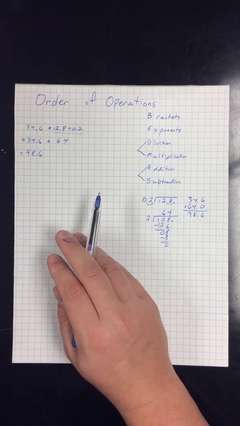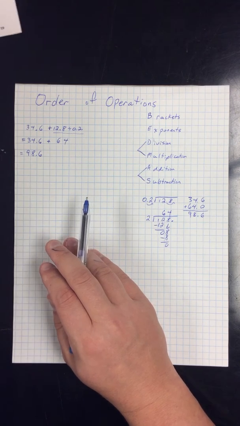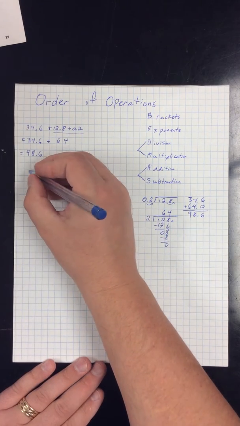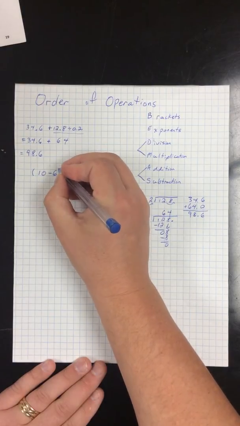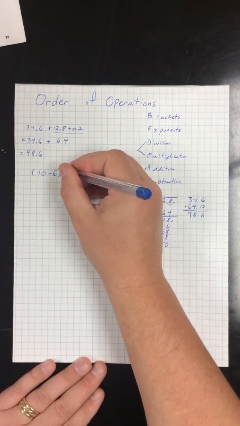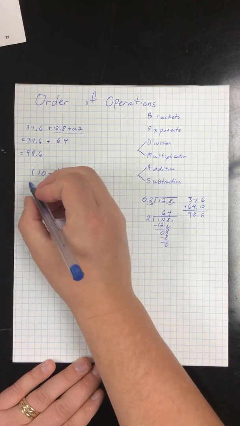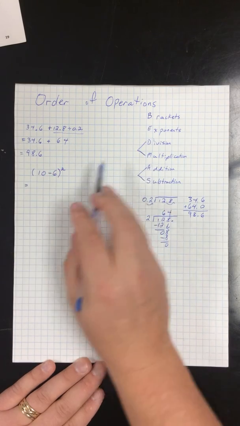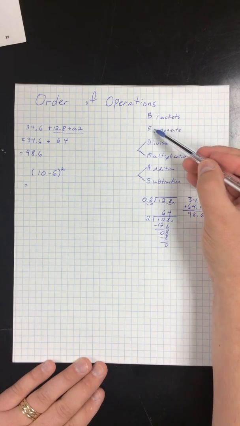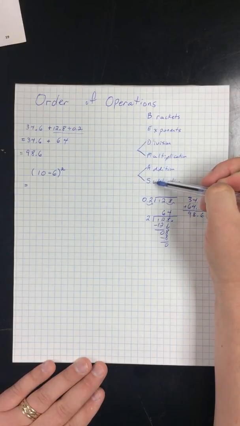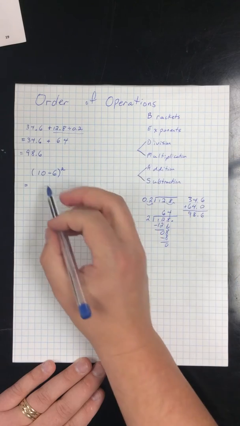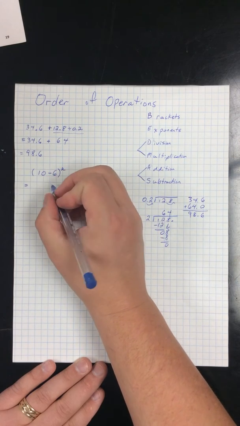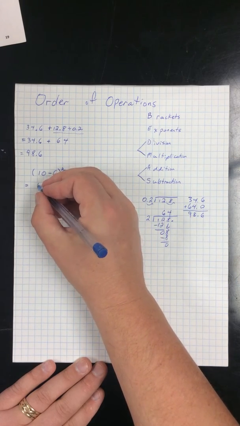All right, let's try another example. This time bring in some brackets. Let's start with 10, subtract 6 in brackets with an exponent of 2. If I go down my acronym, I see brackets and exponents and subtraction. Inside the brackets, I see subtraction, so I'm going to start with that. 10 subtract 6 is 4.